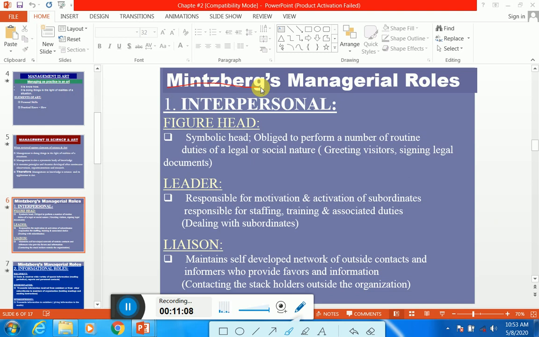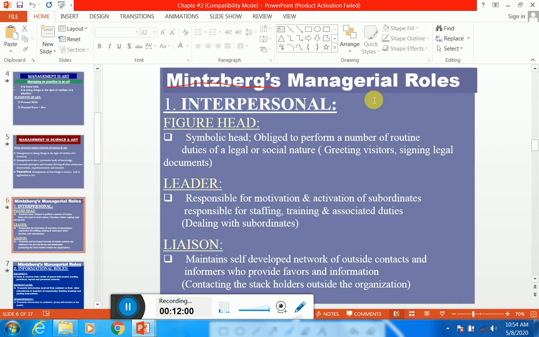Mintzberg is the name of that scientist who provided this theory by the name of managerial roles. Basically, Mintzberg studied different schools of thought and different organizations. He introduced a variety of organizations and the categorically different roles managers performed. Then he clubbed all the managerial activities into some roles, and thus the theory was simply known as Mintzberg's managerial roles.